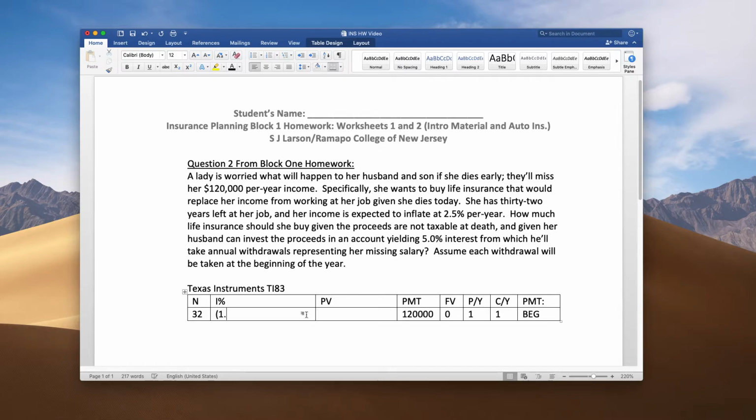So open parentheses, 1.05. That's what the savings account that he'd invest the life insurance proceeds in is expected to yield, divided by 1.025, that's the expected rate of inflation. Her salary is expected to rise at 2.5% per year, minus 1, times 100. The times 100 converts a decimal into a percentage because that's what the calculator accepts. It doesn't want a decimal, it wants the interest rate as a percentage.